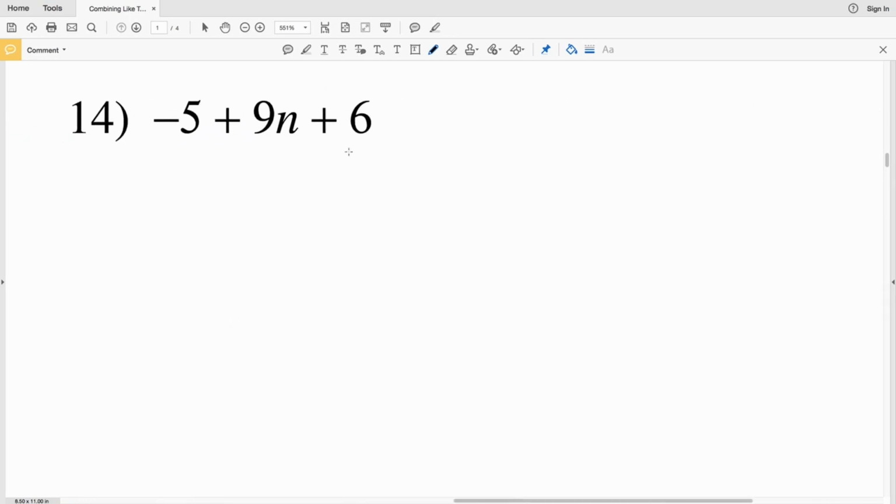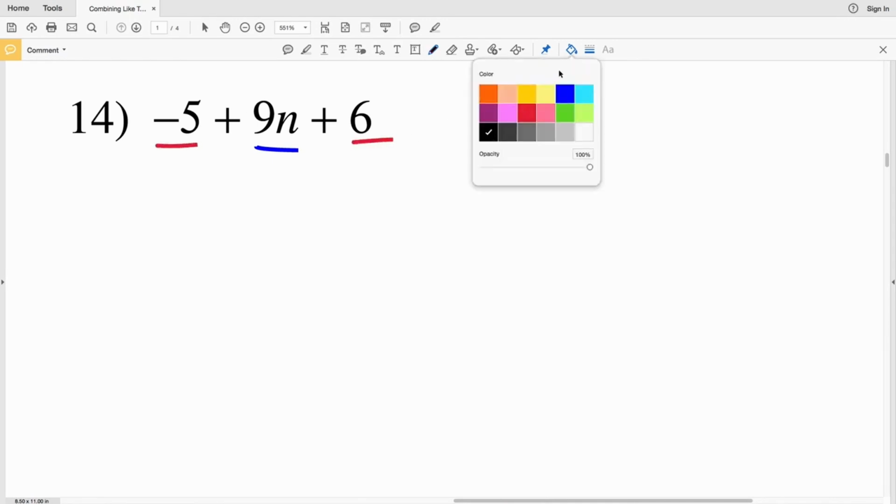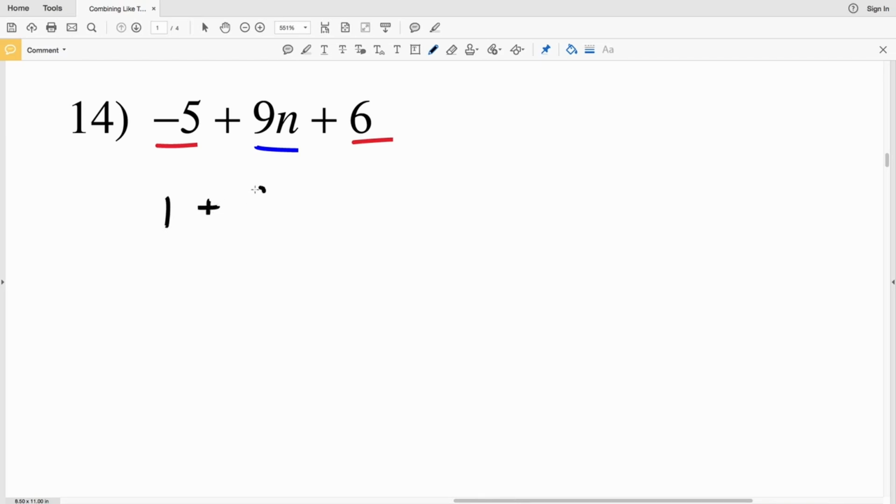And the last one on this front page, negative 5 plus 9n plus 6. There's no other term with n, so the 9n is going to remain by itself, but we have a negative 5 and 6 that we need to combine. Negative 5 plus 6 is going to be a positive 1. So for number 14, we're going to have 1 plus 9n.